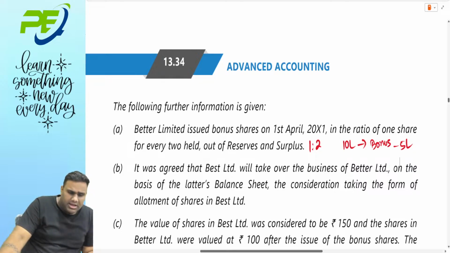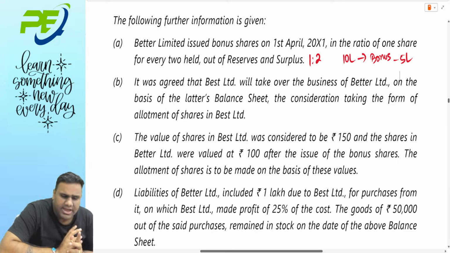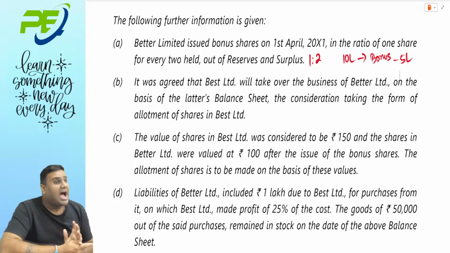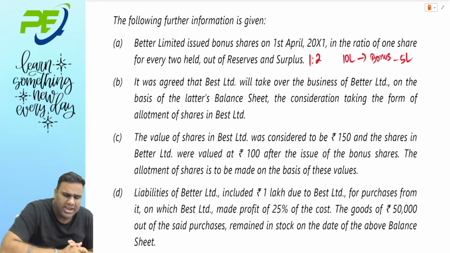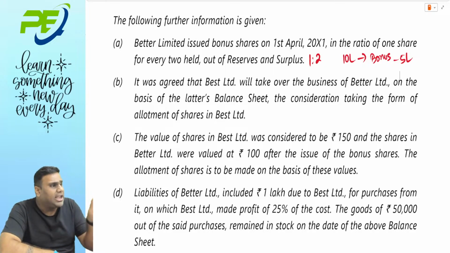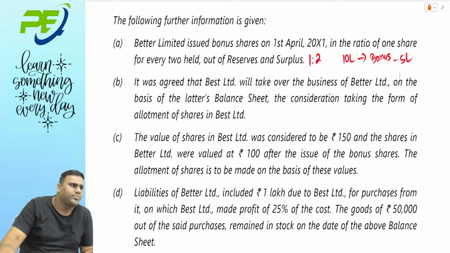Now, point number C. The value of shares in Best Limited were considered to be 150 and Better Limited were valued at 100 after bonus. The allotment of shares is to be made on this basis. They are talking about the allotment part, but what is the purchase consideration?